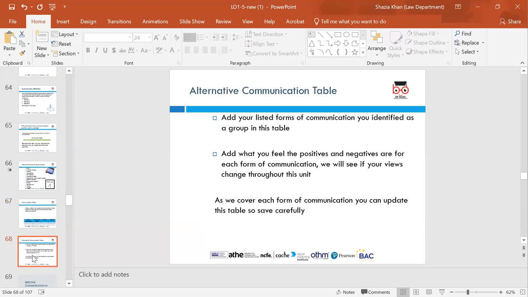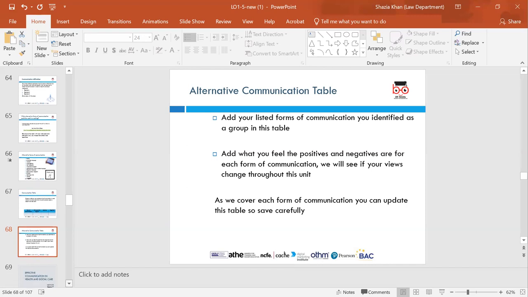Alternative communication table. Add your listed forms of communication you identified as a group in this table. Add what you feel are the positives and negatives for each of the communication, and we will see if your views change throughout this unit. As we cover each of the communication, you can update this table, so save it carefully.